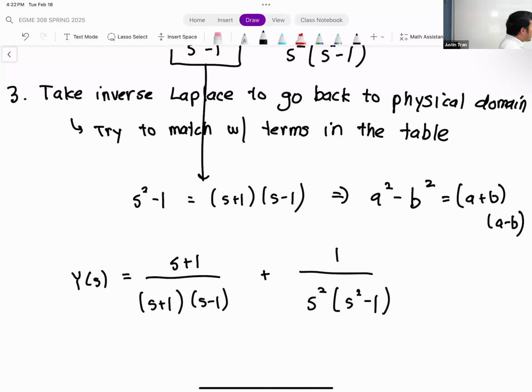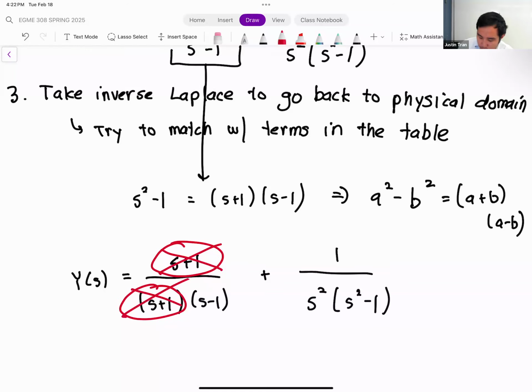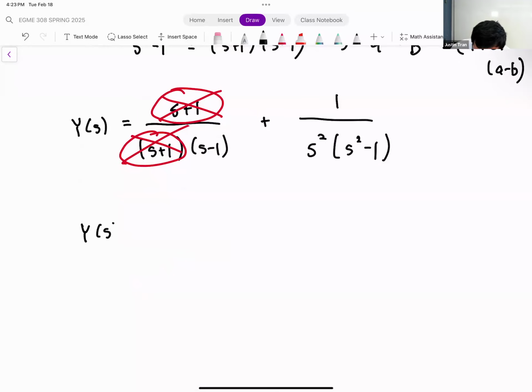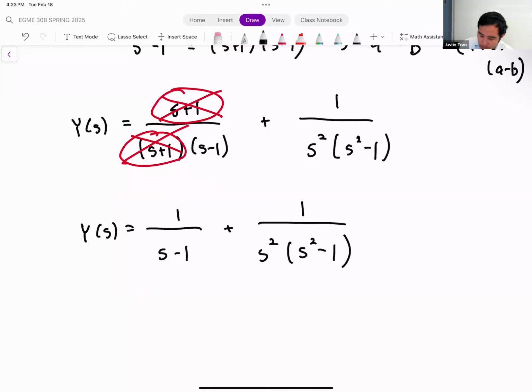With that first term there, hopefully you see that we can simplify this. We have an s plus 1 up top and an s plus 1 on the bottom, so those two are going to just cancel each other out. Both of these are just going to go away. And so what we get after doing that is y of s is equal to 1 over s minus 1 plus 1 over s squared times s squared minus 1. Okay, good.